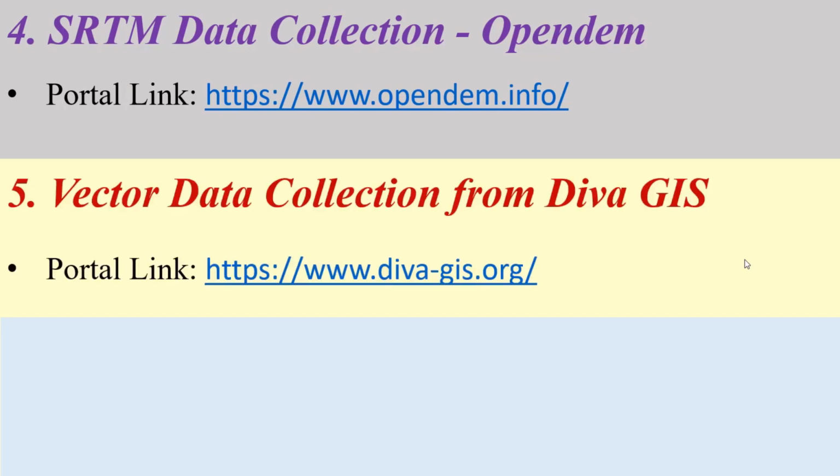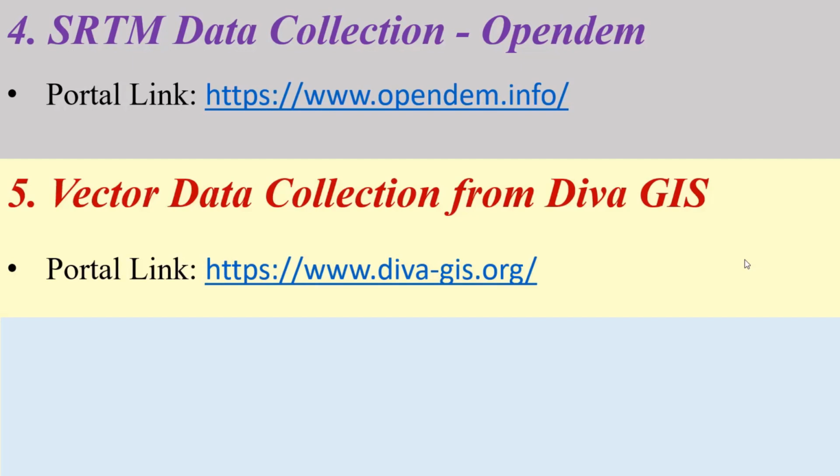The fifth one is vector data collection from DIVA GIS. This portal provides open source software as well as spatial data for the entire world. It is one of the popular portals to download vector data. The web link for the page is mentioned here. You can use it to go to the web page.